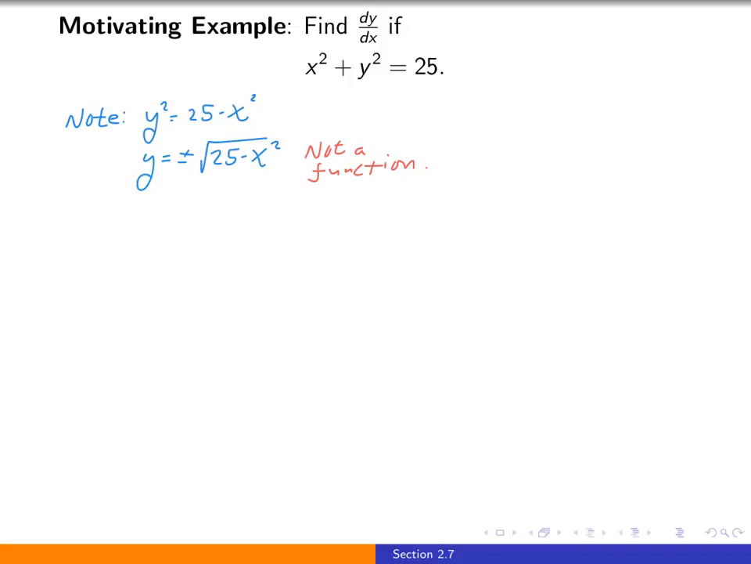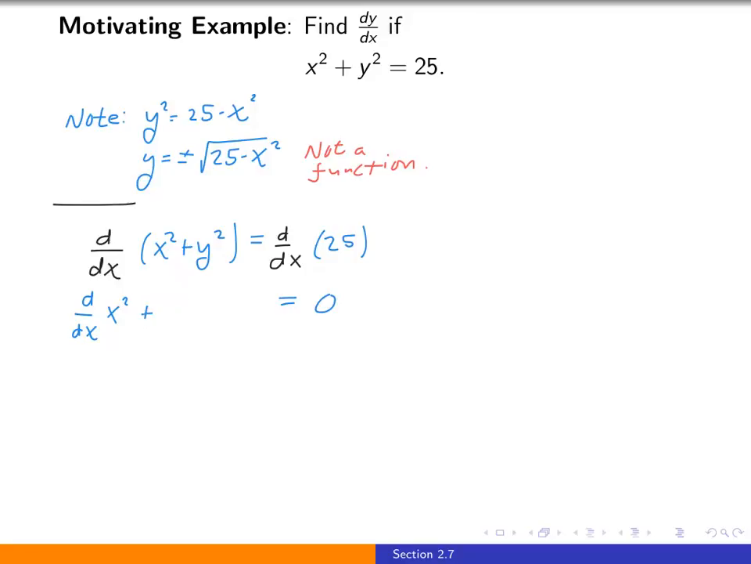So to differentiate implicitly, what we will do is take the derivative of both sides of this expression with respect to x. So if x squared plus y squared is equal to 25, then their derivatives with respect to x are going to be the same. On the right-hand side, we have the derivative of a constant, which is 0. And on the left-hand side, we have the derivative of a sum. So we can think of this as being the derivative of x squared plus the derivative with respect to x of y squared.